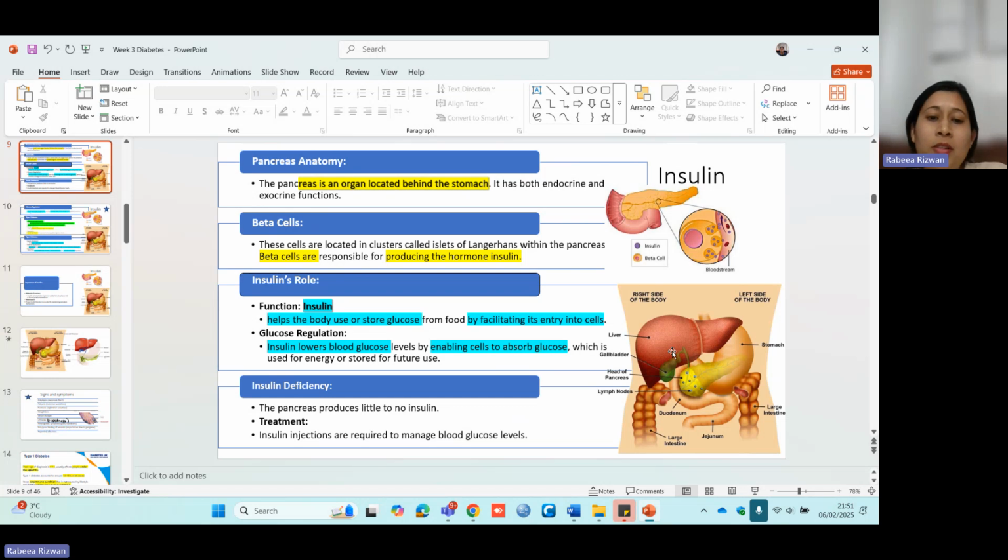In diabetes, what's happening? The pancreas produces little or no insulin or defective insulin. Specifically, this happens in type 1, where there's little or no insulin, or the body has an autoimmune reaction, destroying its own insulin. And in this condition, there is only one treatment, which is the insulin injection. That means the person is taking artificial insulin.